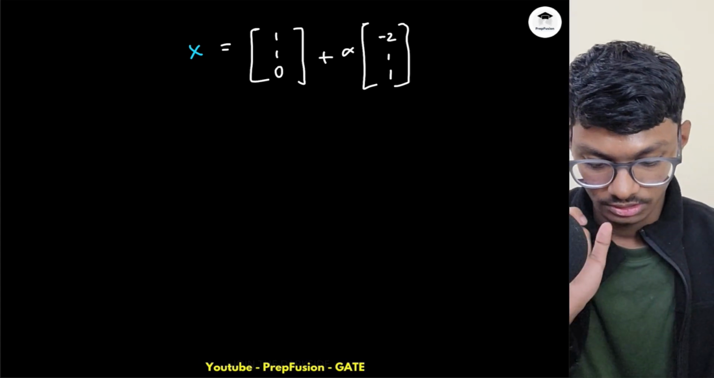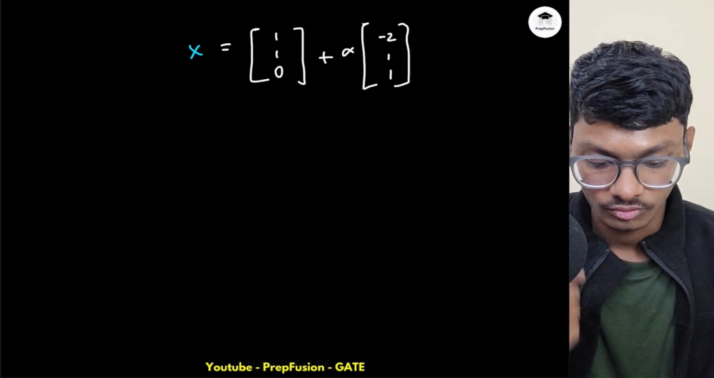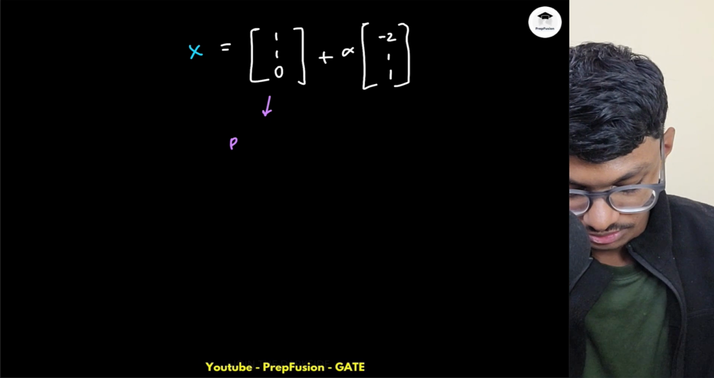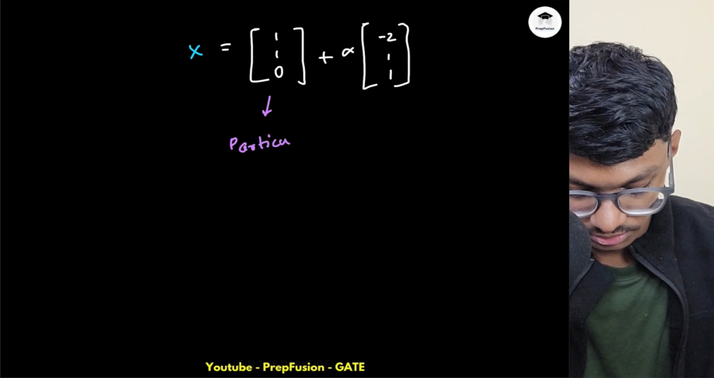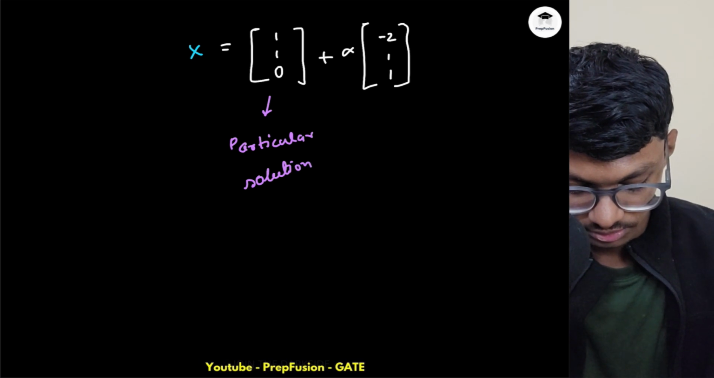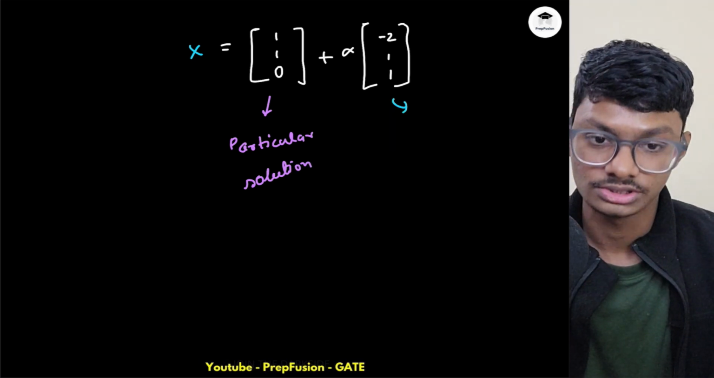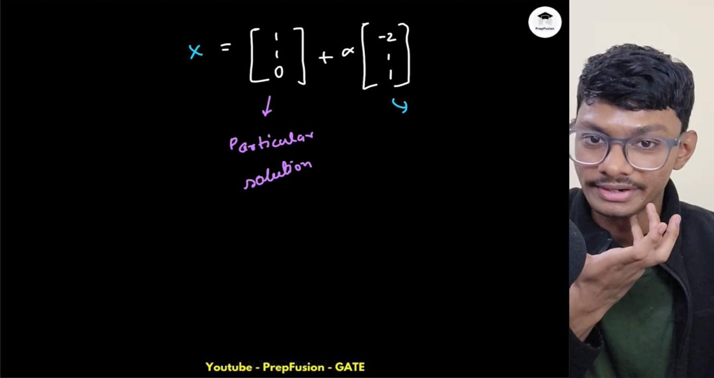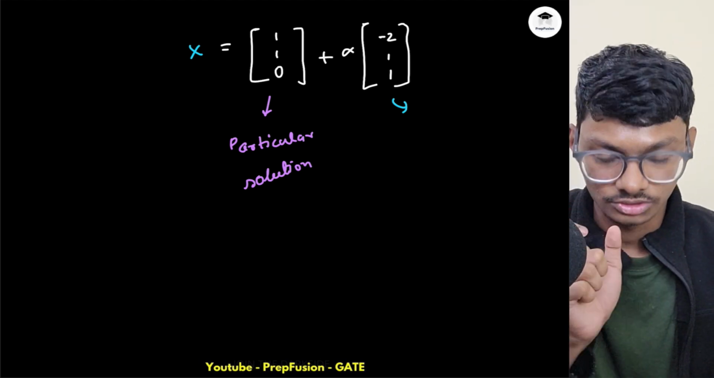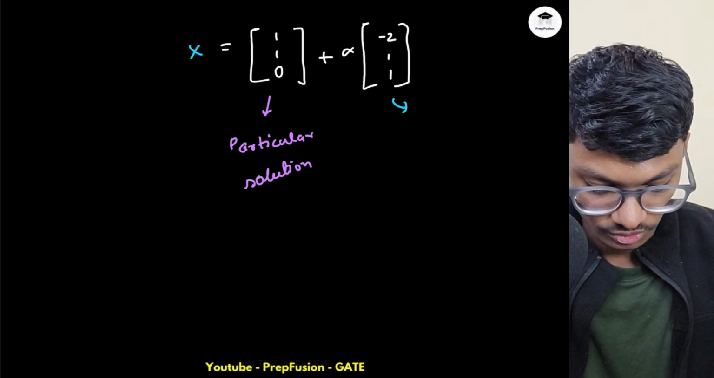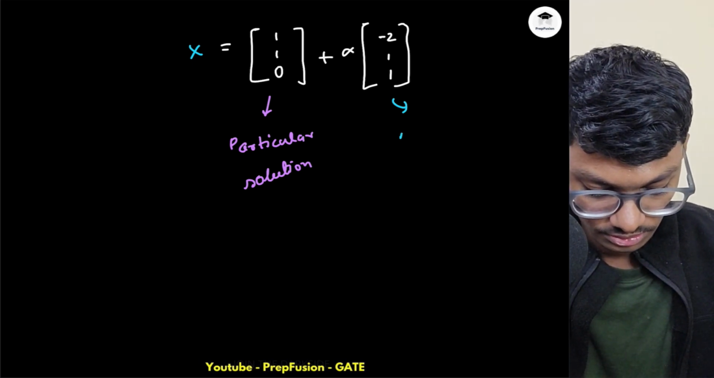Now, these two have names. So this is called the particular solution. And this is called the complementary solution, you can say, or the solution of the homogeneous equation, also known as the null space.